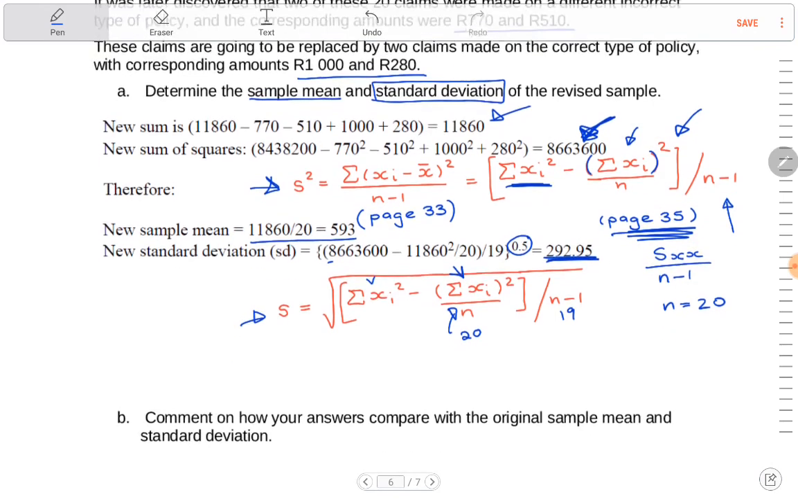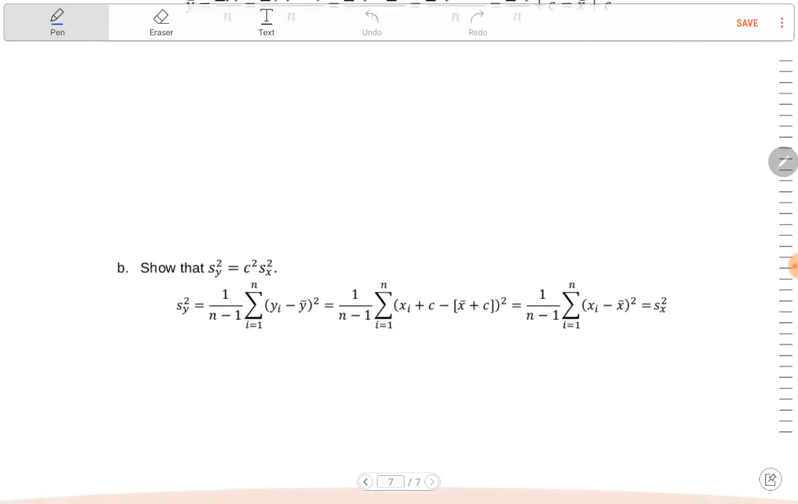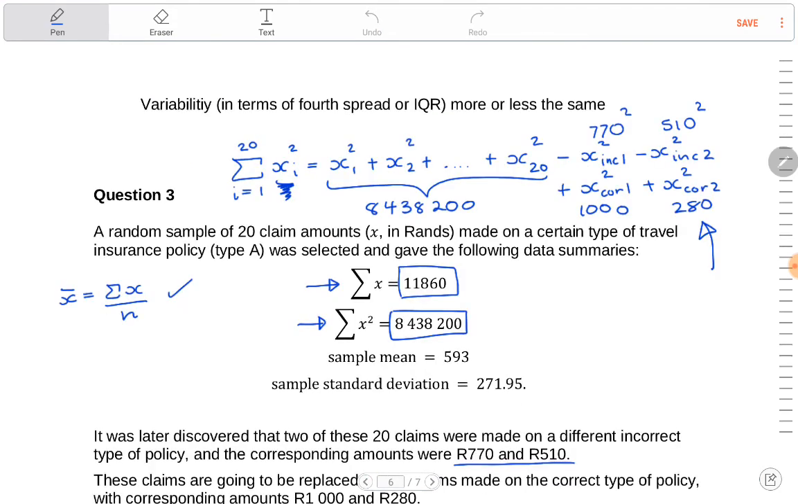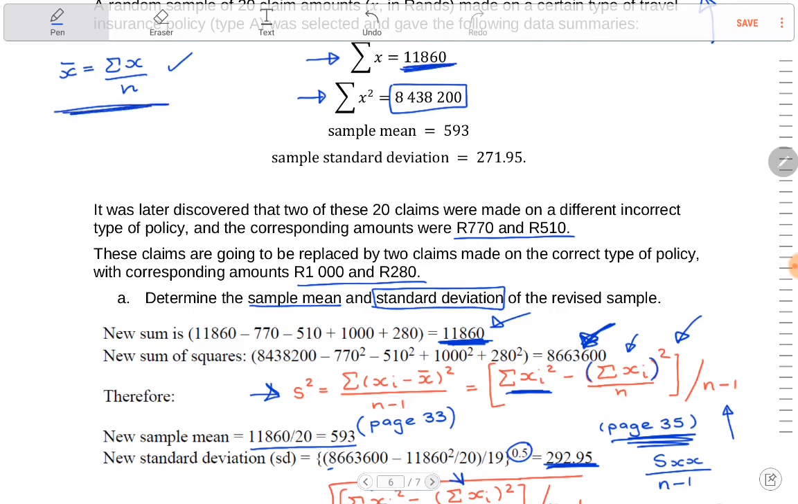And now it says comment on how your answers compare with the original sample mean and standard deviation. Let's see, hopefully they're self-explanatory. The sum of the two new claims is the same as those replaced. So we did notice that when we did the adjustment, this 11,860 didn't change. Therefore, when we calculated the x bar, it didn't change.